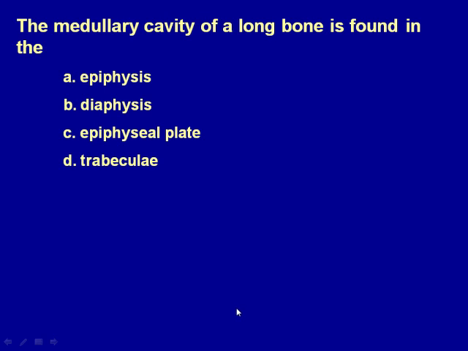All right, let's check and see how you're doing here. The medullary cavity of a long bone is found where? The epiphysis, the diaphysis, the epiphyseal plate, or the trabeculae? It's in the diaphysis. Remember, it's in the shaft of the bone.